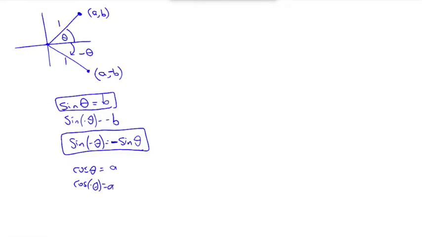So we get this identity: cosine of the negative angle is equal to cosine of the positive angle. So if I ever ask you to find the cosine of negative 30 degrees, you can always just find the cosine of positive 30 degrees, and it doesn't change the answer at all. Those come in handy in the next section.